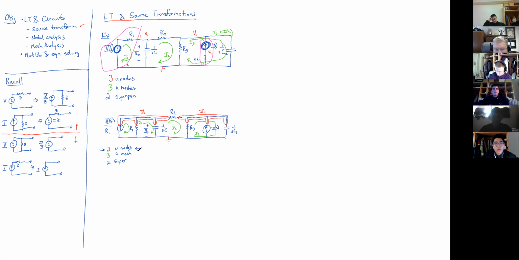Now you can see what the next step would be. What I would do is I wouldn't do any of them. I would just keep simplifying. We've got this and these things in parallel, so I would just rewrite it as R1 in parallel with 1 over SC. I haven't changed the voltage across this top node and ground, so this is still V naught.